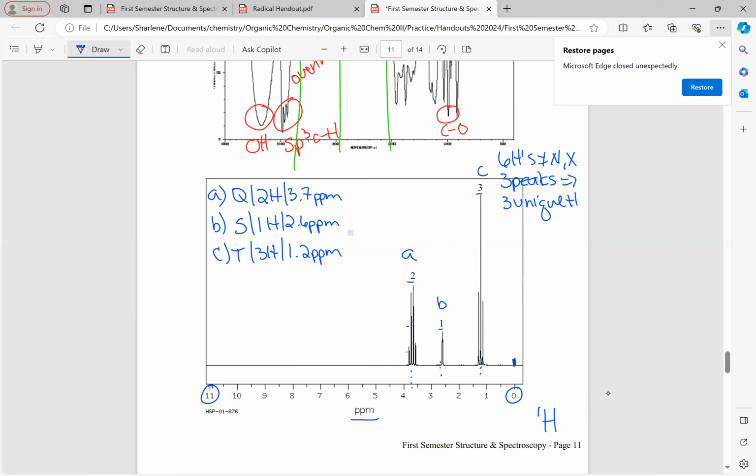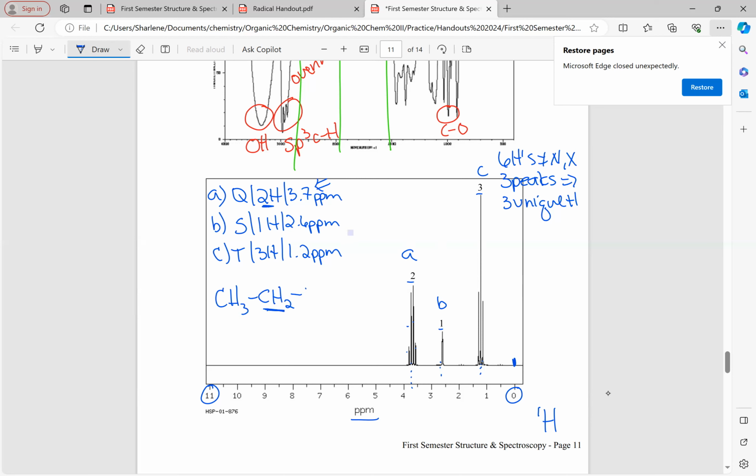All right, a quartet. How can you get a quartet in 3.7? And that's the key right there. 3.7 means it's been really shifted. And so the way you get a quartet is you have to have 3 neighbors. So CH3, and it integrates for 2. So this is the peak.